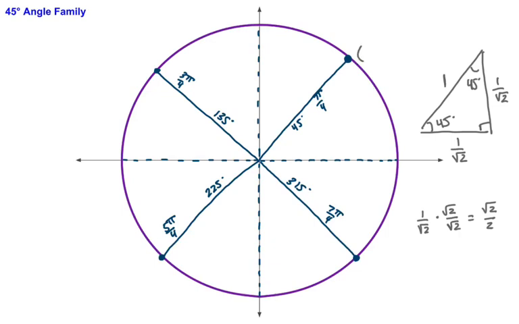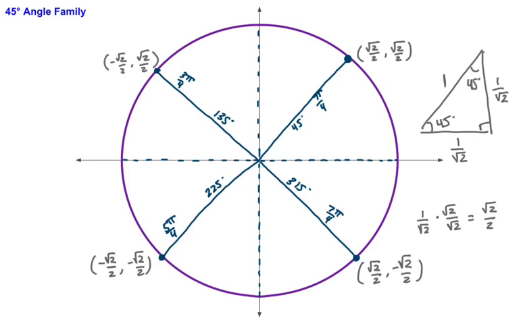That means that the ordered pair that makes up the x and y values of 45 degrees is root 2 over 2, root 2 over 2. So the 45-degree angle family is really nice, in that the x and y values are the same. Now remember, we're going to carry these around the unit circle, and only the signs are going to change depending on the quadrant that we're in. So quadrant 2, the x values are negative. Quadrant 3, everything is negative. And quadrant 4, the y values are negative. All right, so those are the ordered pairs for the 45-degree angle family.